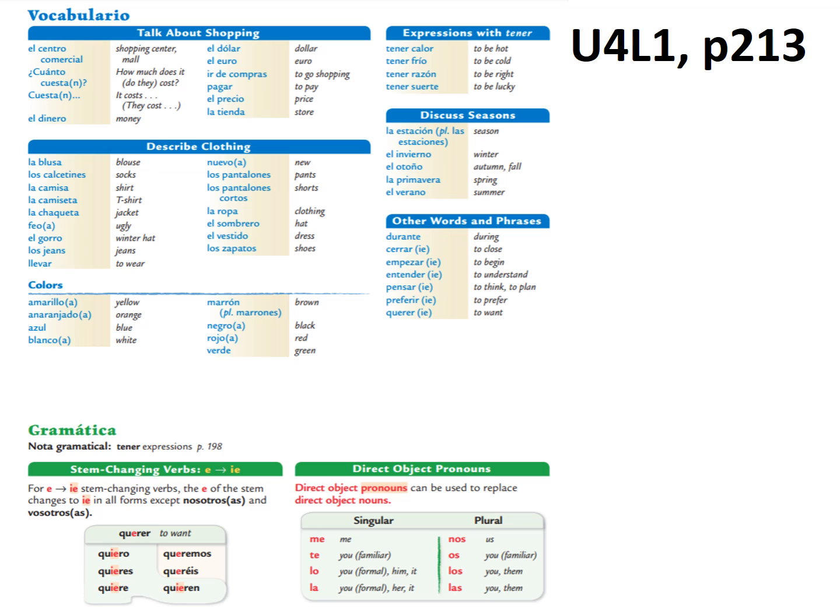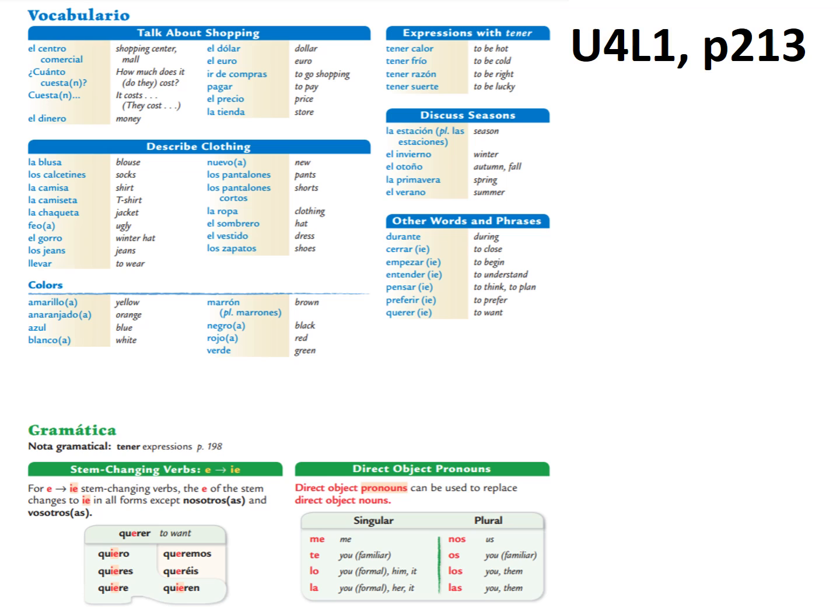Notice in the infinitive it's spelled querer. It stays E for queremos and queréis. These are our nosotros and vosotros forms. In all the other forms, notice how that E changes to IE. Yo quiero, I want. Tú quieres, you want. Él, ella, usted quiere, he, she, you, it wants.